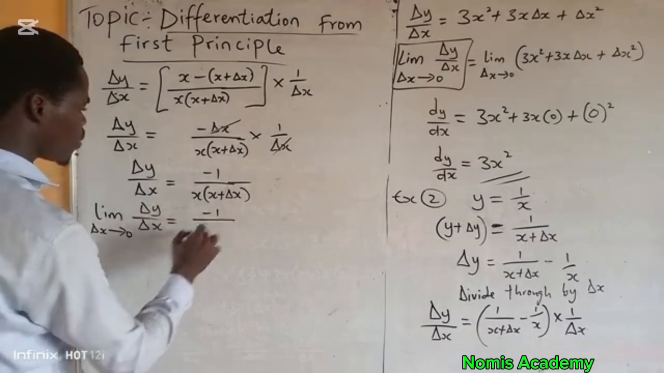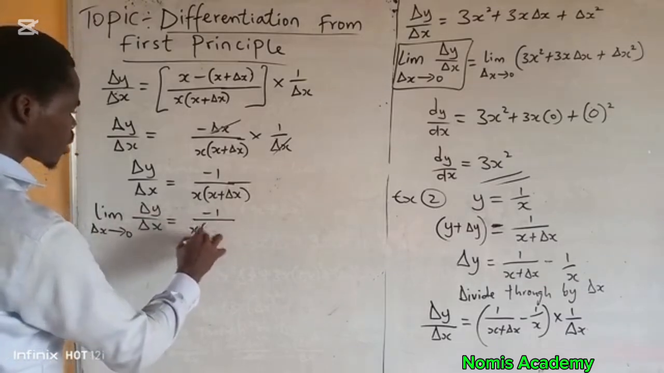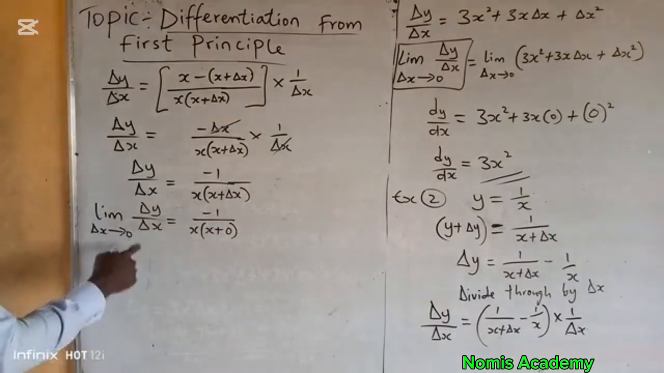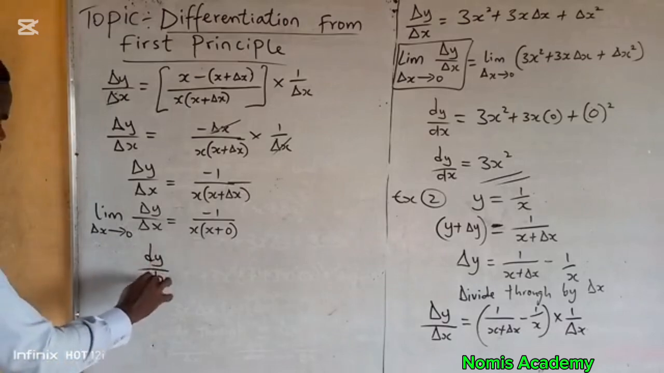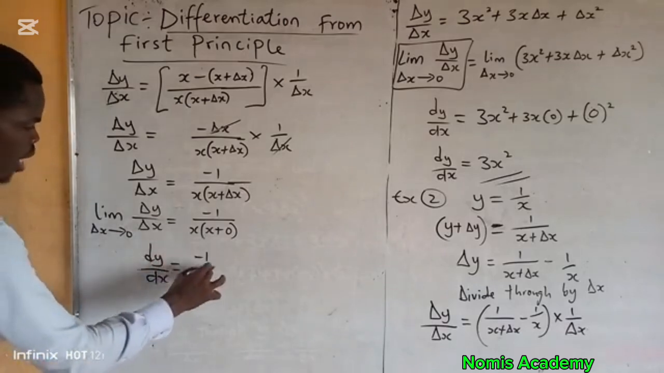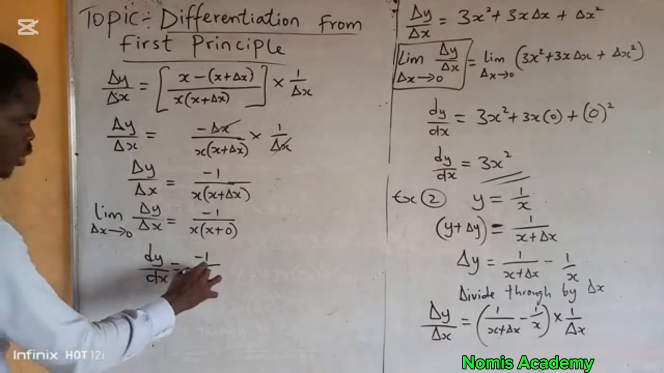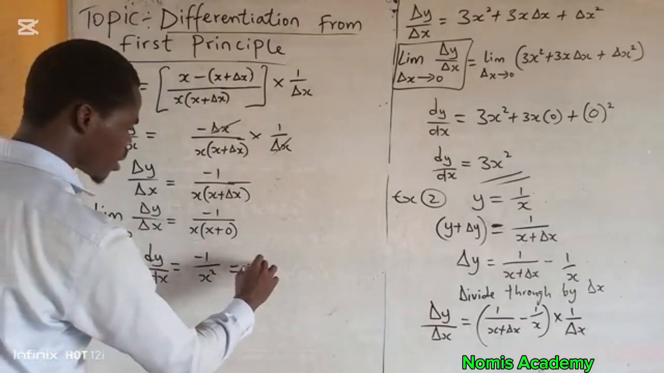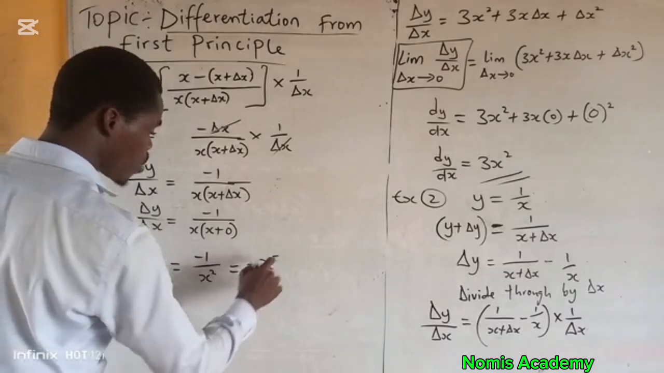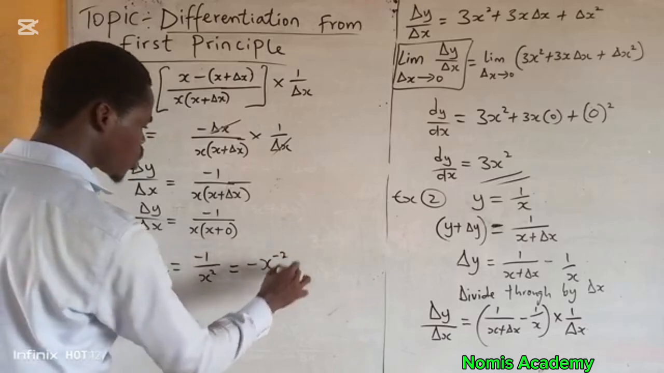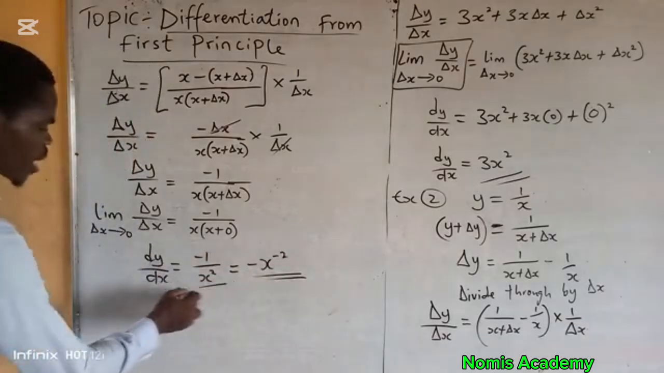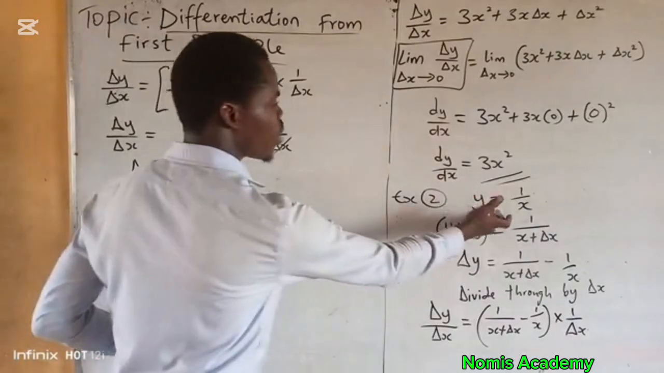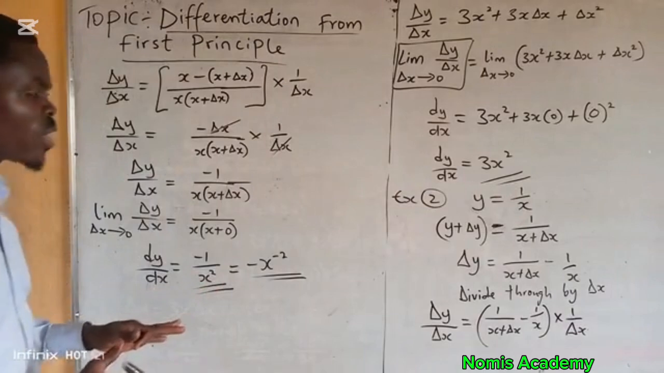dy over dx is equal to minus 1 all over x into x plus 0 as we are taking the limit. So this becomes dy all over dx equal to minus 1 all over x times x is x squared. So we can also have our answer as x raised to the power of minus 2, in index form. Either this or this. So this is the derivative of the function y equal to 1 over x.